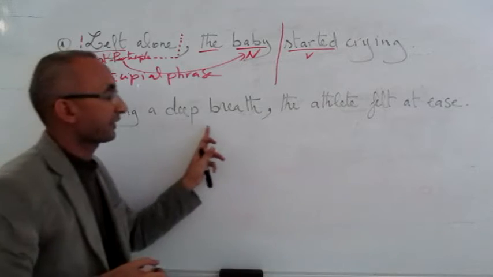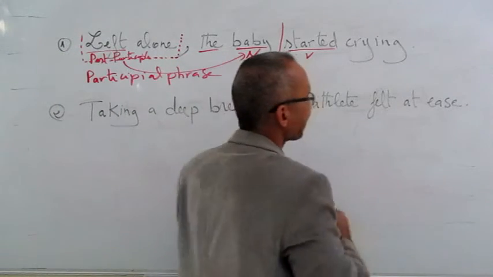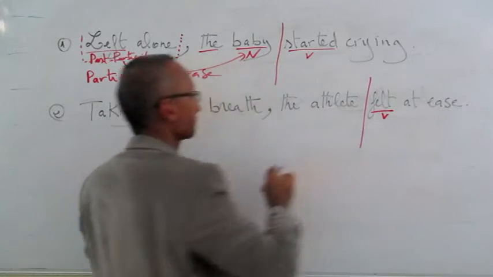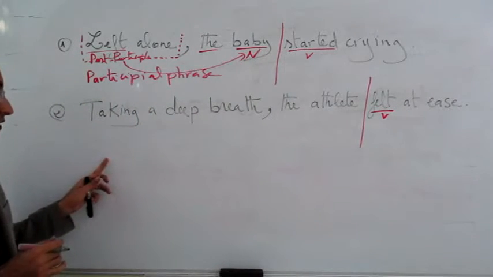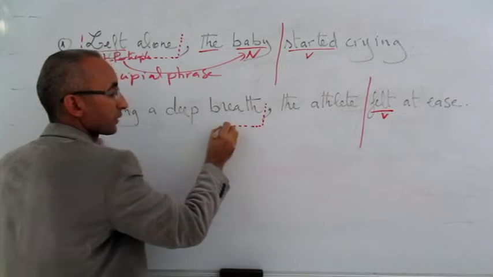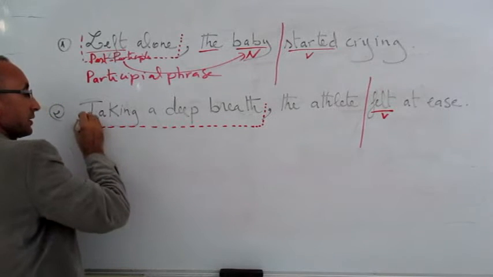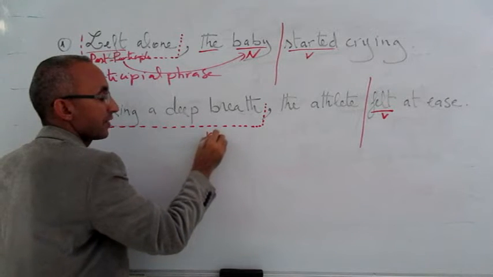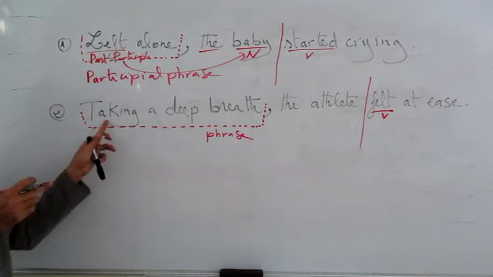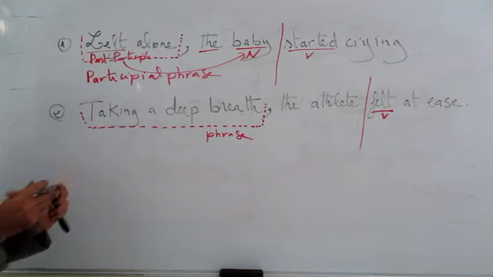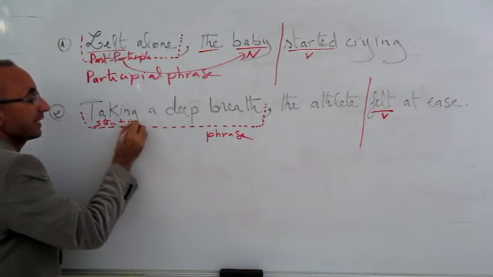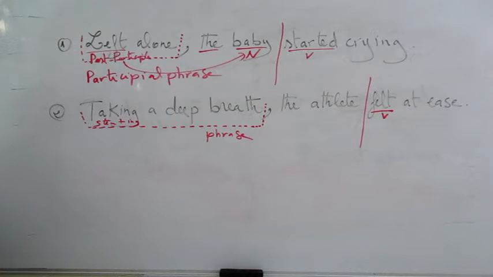Taking a deep breath, the athlete felt at ease. Felt is my verb, my slash between the subject and the predicate. Now here I have also taken a deep breath, a group of words which come together and form another phrase. But look how this phrase starts. Taking, I have the form stem plus ing.